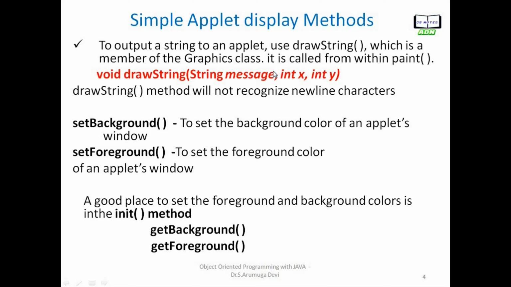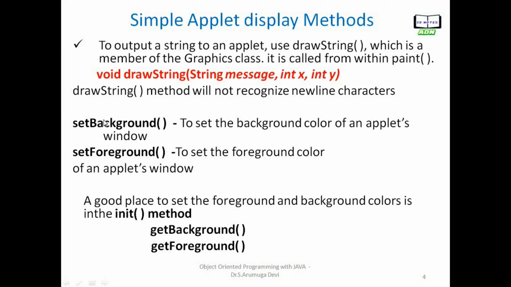It is called from paint. The drawString takes a message, an x position and a y position. The x position means how much distance from the left, and the y position means the height, where we want to start our string message.